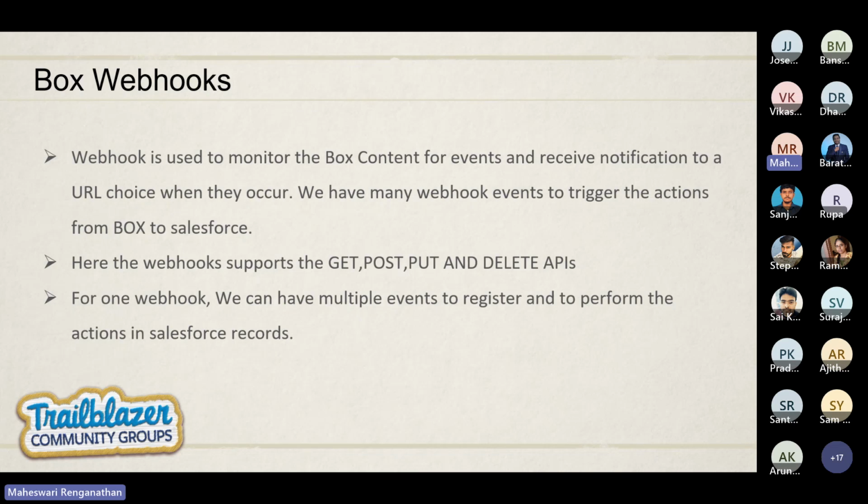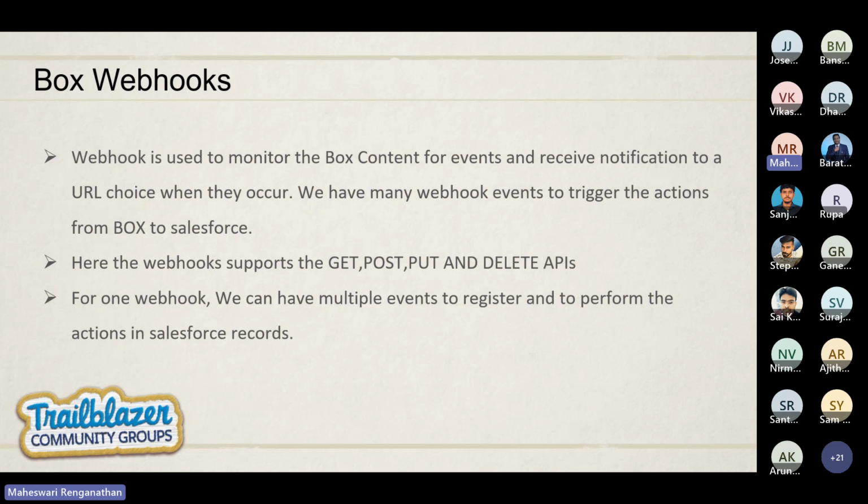But whenever an action is triggered from Box alone, how do we capture that event and perform trigger actions? For example, whenever a file gets uploaded in Box, if we want to receive that acknowledgement inside the Salesforce record, we need to go for webhooks. The webhook is used to capture the event alone. In the webhooks, we have multiple APIs called GET, POST, PUT, and DELETE. Through these APIs, we can do the POST or PUT from Salesforce.